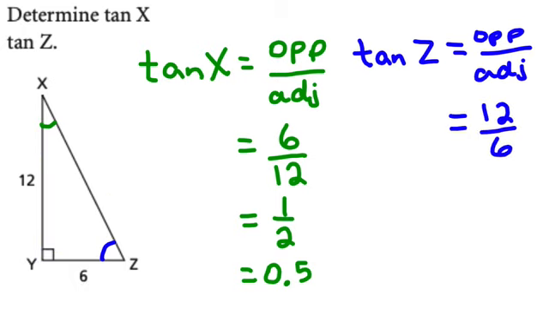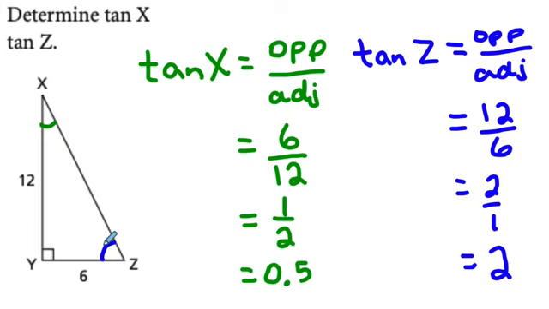And again, just like we did before, we can simplify this. 12 over 6 would be 2 over 1. Sometimes it's nice to leave that as a fraction like this because it is a ratio, but that is just equal to 2. And that is another way of writing it.